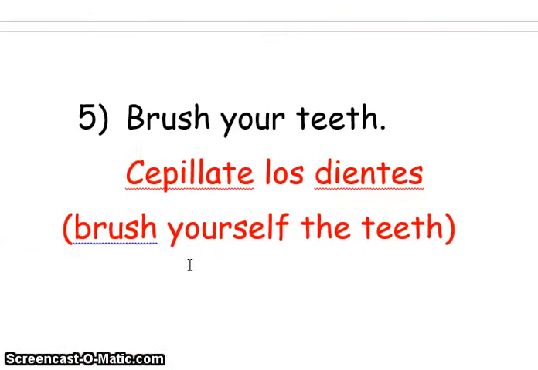And the last one also has cepíllate, because we're saying brush your teeth, and you're actually saying brush yourself the teeth. So it's cepíllate los dientes. This word is dientes. And the D always reminds me of a TH, like in the. That's what the D sounds like to me in Spanish. So cepíllate los dientes. Los means the, okay? Like if you think of Los Angeles, los, it's the angels, okay? Los Ángeles are the angels.